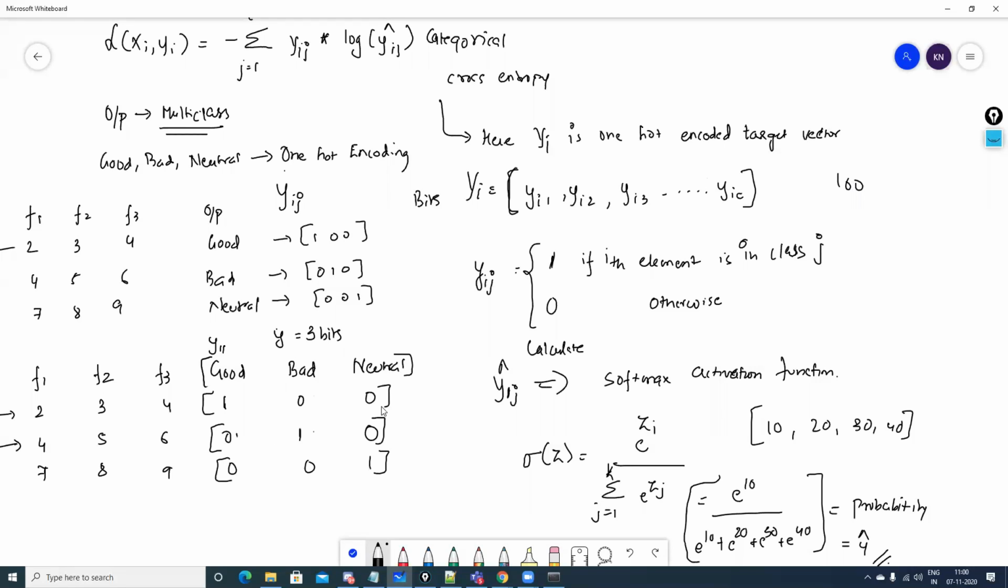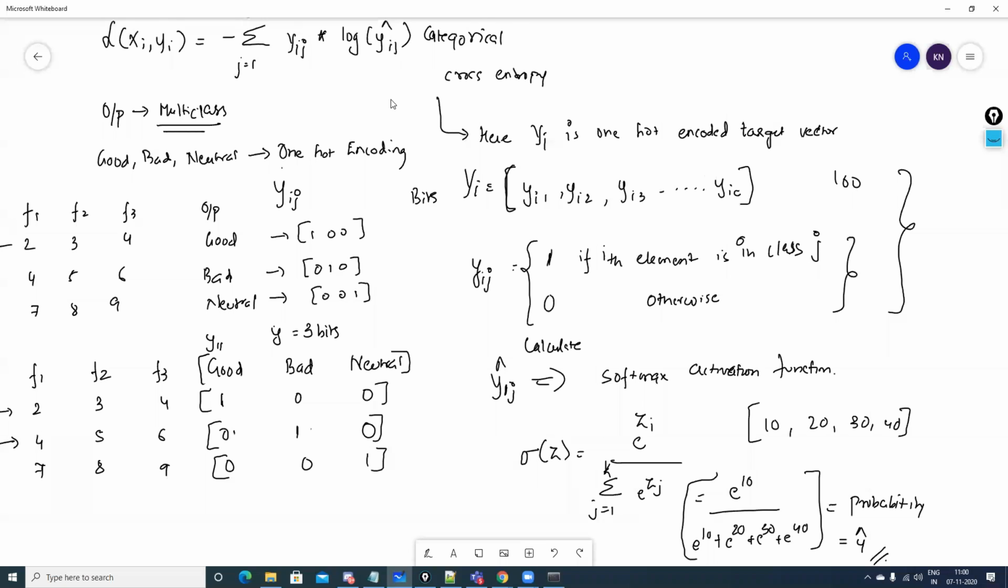Now this y of ij, how are we placing 1 or 0? This is like one-hot encoding only. How does one-hot encoding get implemented? In the first record I have good, so good is having 1, and the remaining all are having 0. This is how it is represented. Then how do we compute yij hat? Yij hat is my output value.